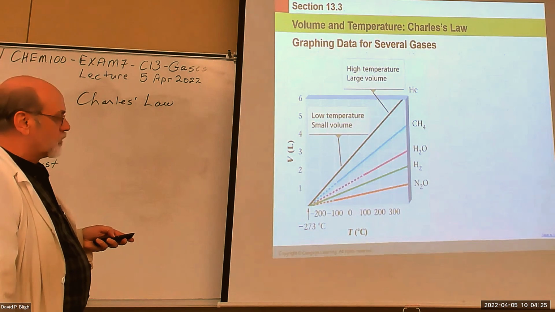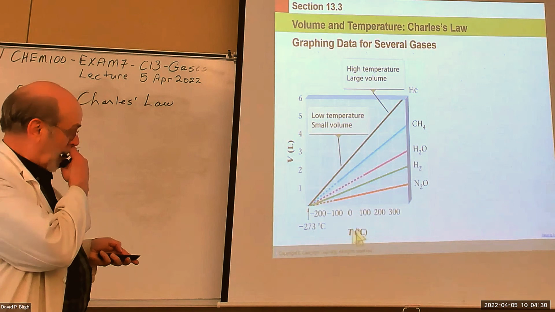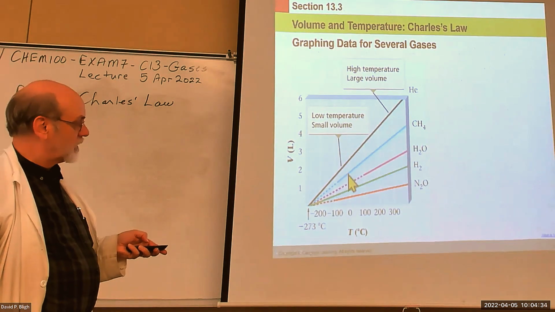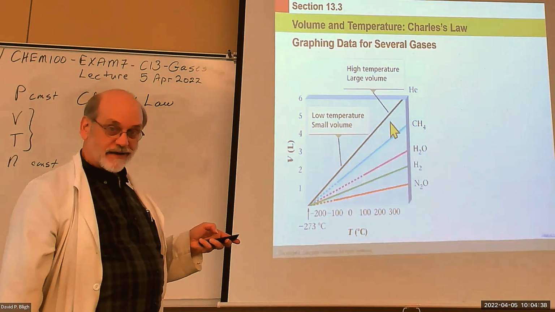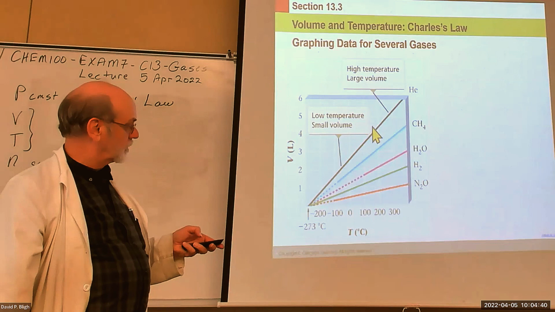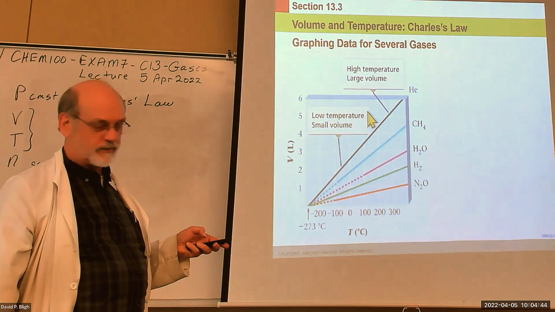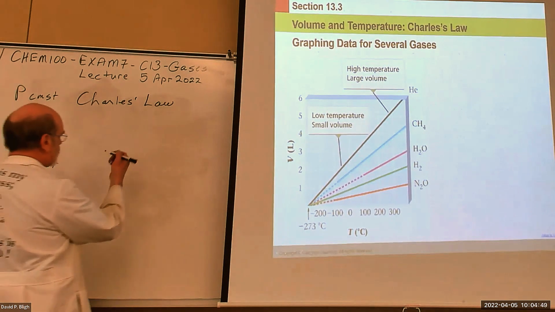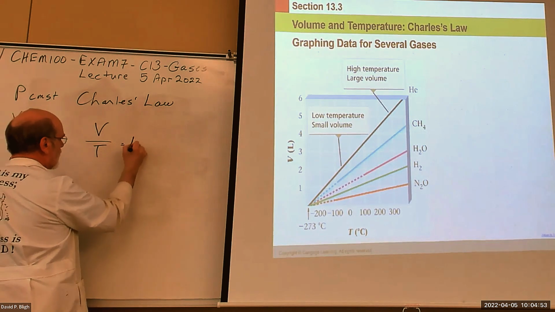But what Charles noticed was that as you increase the temperature, you also increase the volume, right? So what does that mean? Well, with a line that's a slope to the right and getting bigger as you go to the right, that's a direct relationship. And Charles's expression for that was volume over temperature equals a constant.